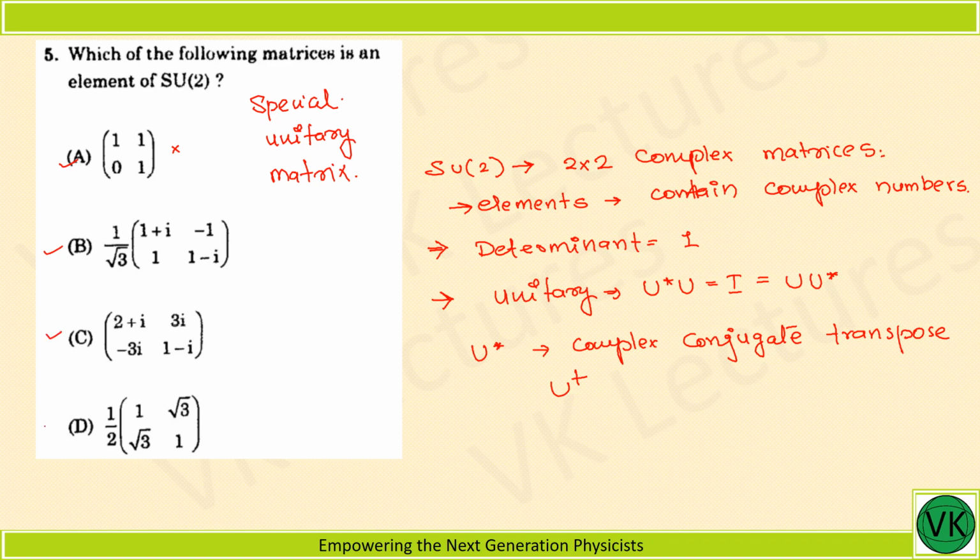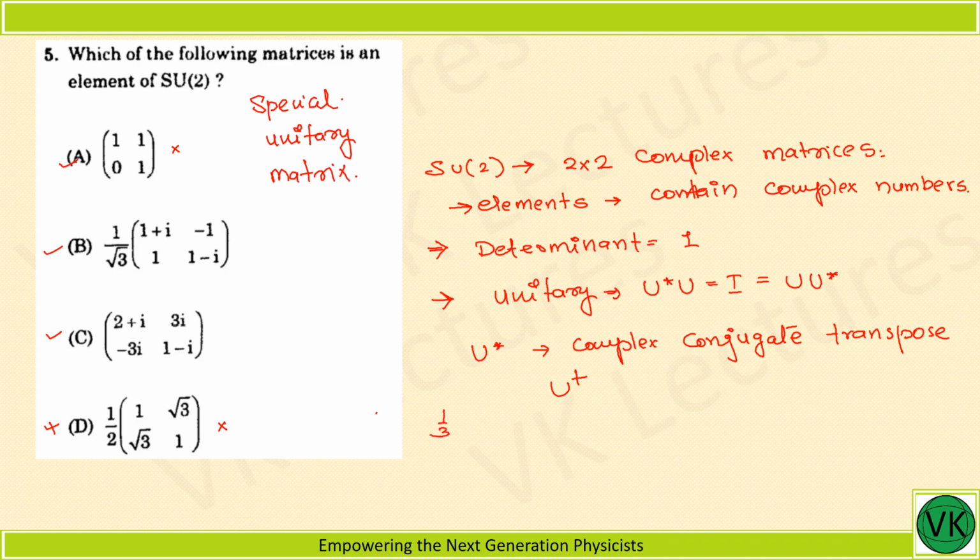Now let us look into option D. Option D doesn't have any complex element, so this is also not our option. So options A and D are not our options. Now let us look into the matrix B.